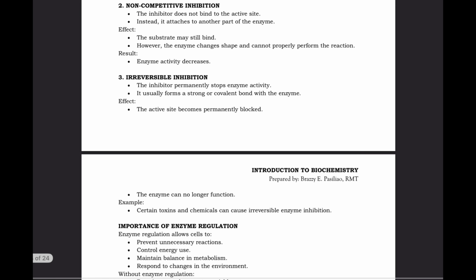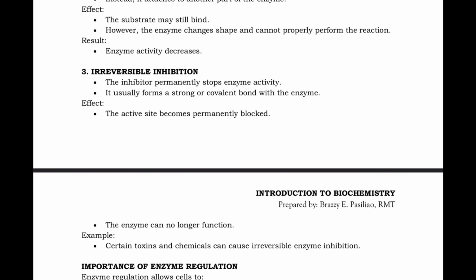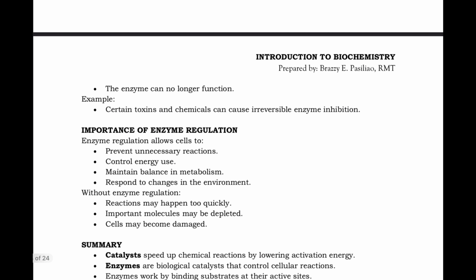For irreversible inhibition, the inhibitor permanently stops enzyme activity. It usually forms a strong or covalent bond with the enzyme. Effect: the active site becomes permanently blocked. So, permanently blocked yung sa kanyang irreversible inhibition.